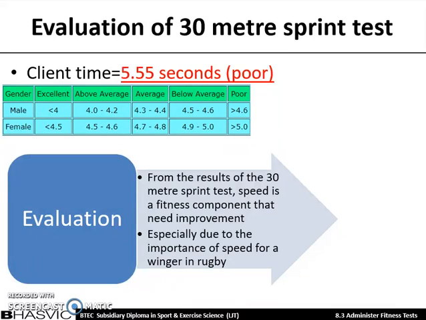And this is also for a winger, like I mentioned before. Speed for a winger is crucial. The job of the winger is to receive the ball and be able to sprint down the touchline as fast as they can to gain as much ground as possible. So speed is a really important component of fitness for a winger to improve.